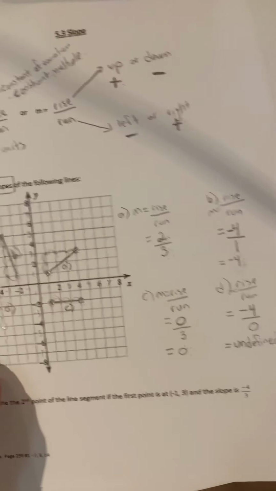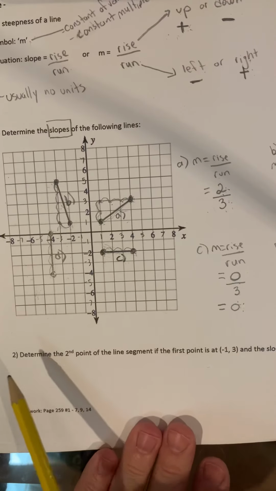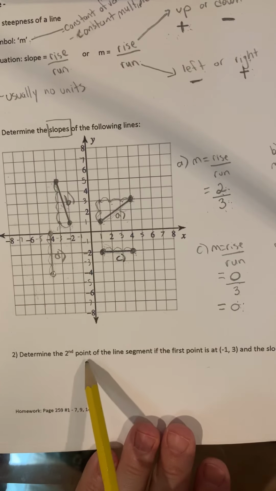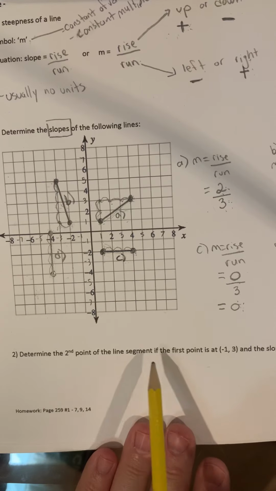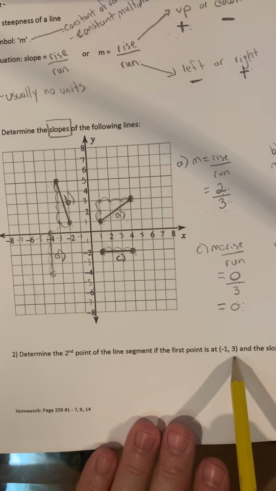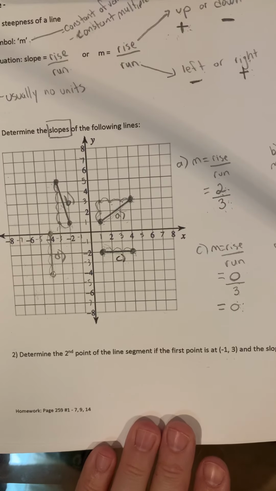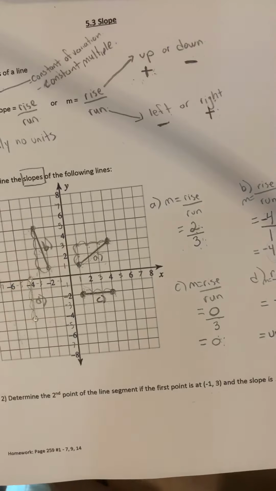Okay. Last question here. A little bit of trickiness to this. Determine the second point of the line segment if the first point is (-1, 3), and the slope is -4/3.